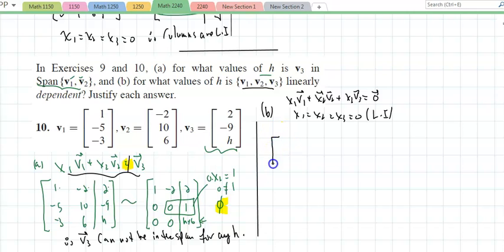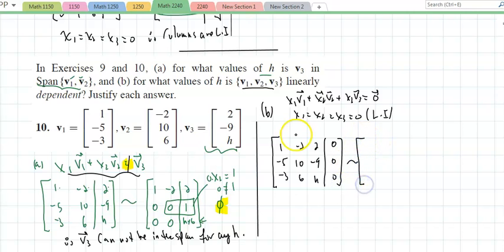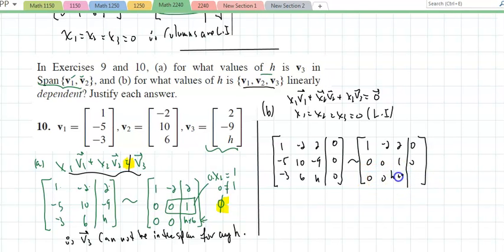Meaning what? If I write those vectors out, I'm looking at 1, -5, -3, -2, 10, 6, 2, -9, and H. And if I make that 0, 0, 0, and if I do my magic, again, multiply row 1 by 5, add it to row 2, multiply row 1 by 3, add it to row 3, the bottom line, if I do all of that work, I will get a 1, -2, 2, and a 0. I'll get 0, 0, 1, and a 0. And I'll get 0, 0, H plus 6 and a 0.